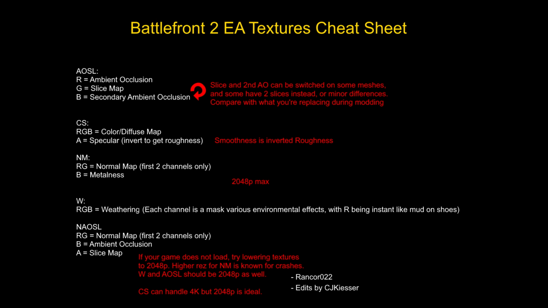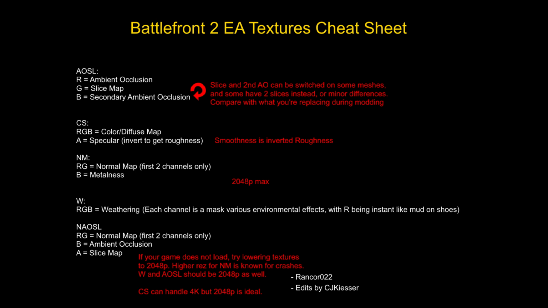CS stands for color and smoothness. Smoothness is inverted roughness. Notice the names. That should help you. Smooth. Rough. If you have a roughness texture, simply invert it and you'll have smoothness. Color is RGB, while smoothness is alpha.